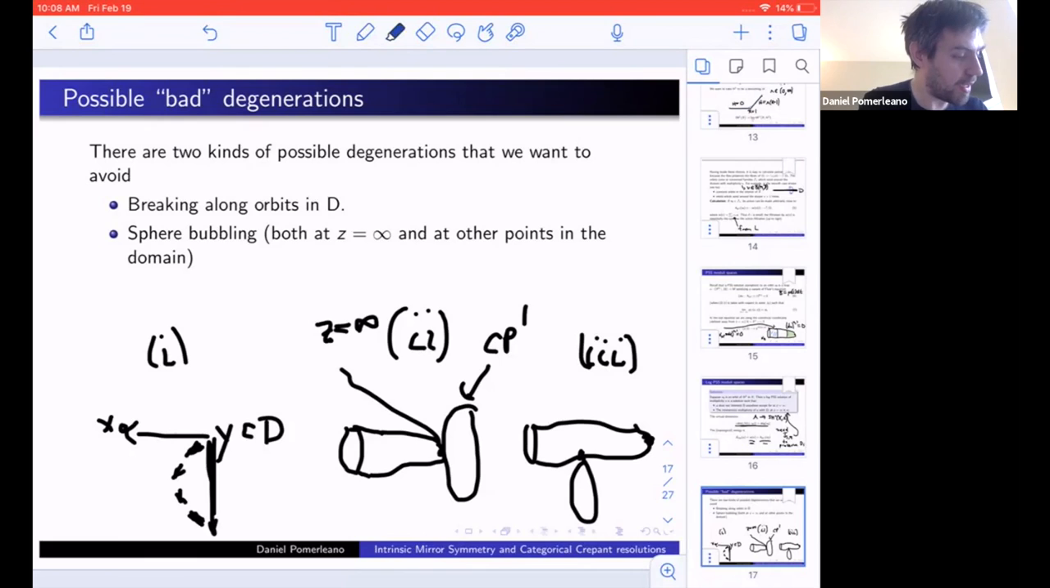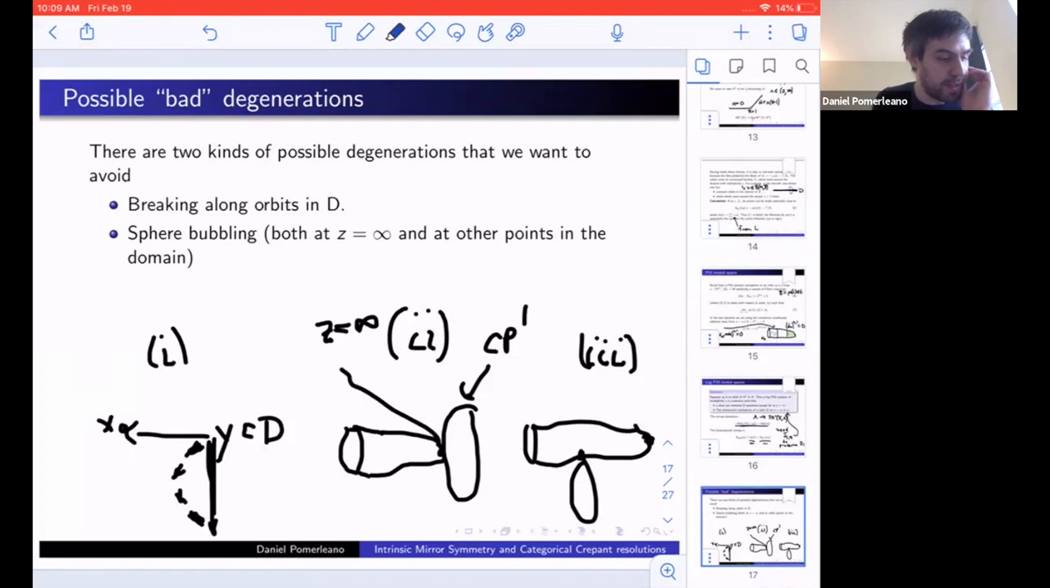There are some additional periodic orbits along the divisor D. If the Hamiltonians that I'm considering, because of the way that I've used this regularization, the Liouville coordinate actually extends to all of D, and so these Hamiltonians extend to all of D. And there are additional periodic orbits that arise along D that one needs to exclude. So that's the first problem.